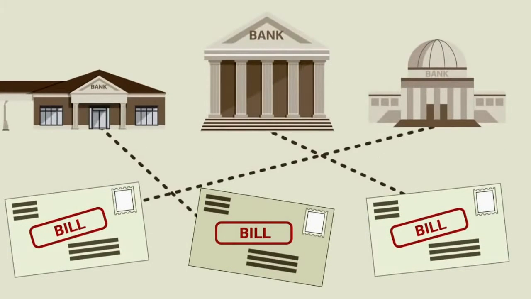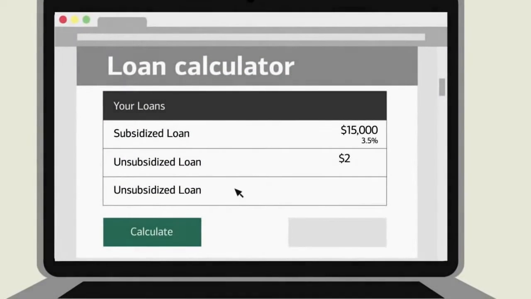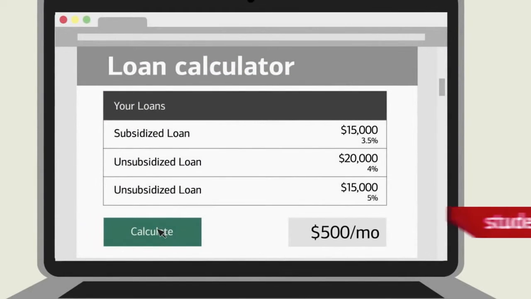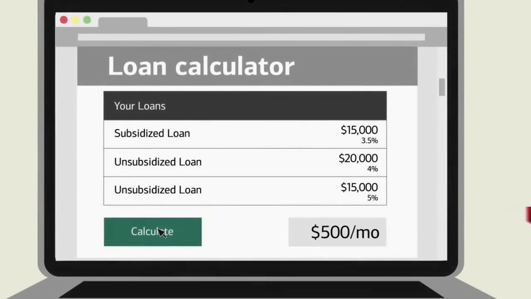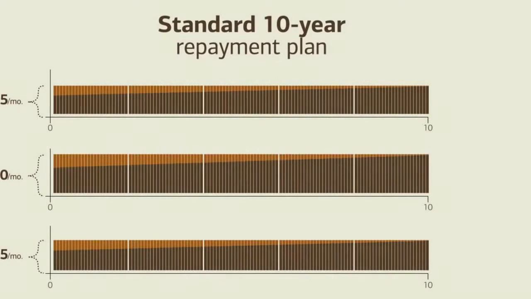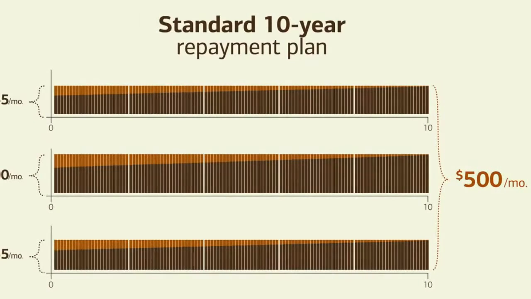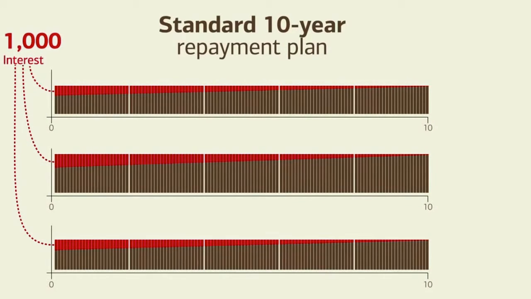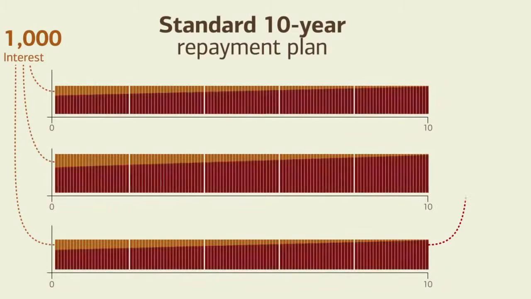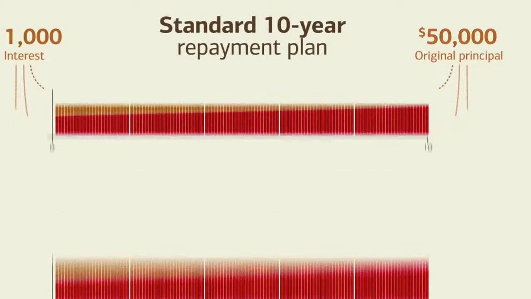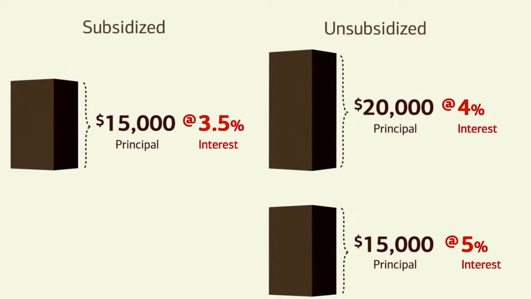Now, as you can see, keeping track of these loans might get complicated, especially if you're making payments to different loan servicers. Entering these numbers into the loan calculator at studentaid.ed.gov on a standard 10-year repayment plan, you're going to be paying a little over $500 a month. Over 10 years, you'll pay about $11,000 in interest on your original principal of $50,000. Now, let's say you want to consolidate these loans.